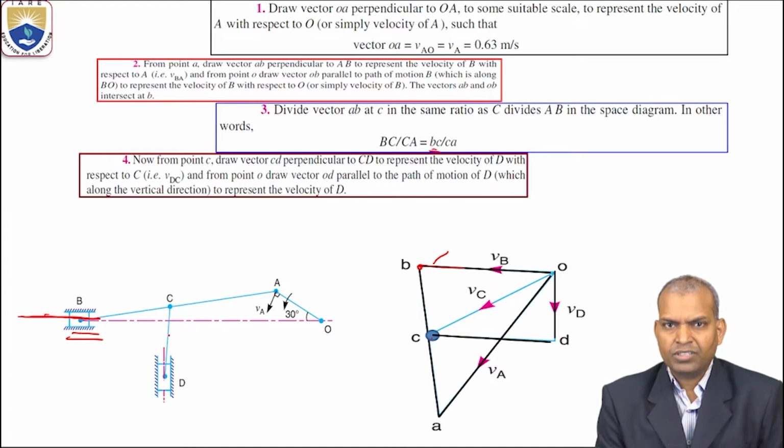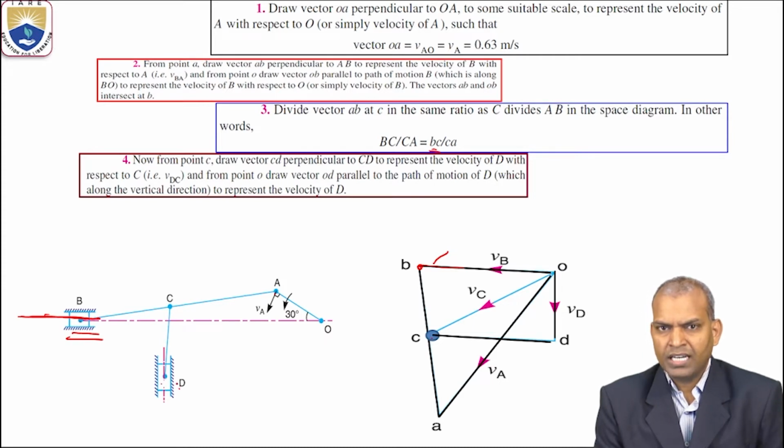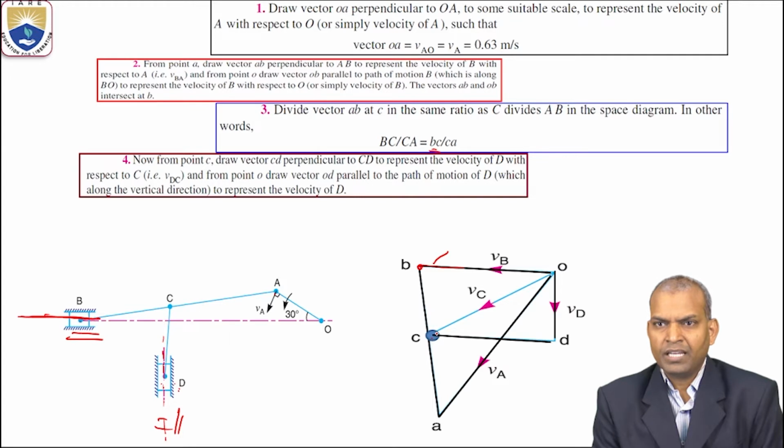The CD, draw a vector. The CD and also the slider is moving. The slider with respect to the fixed link. The slider motion is moving perpendicularly. So with that line, draw a parallel line with respect to C from point C. From point C, what is the parallel line?